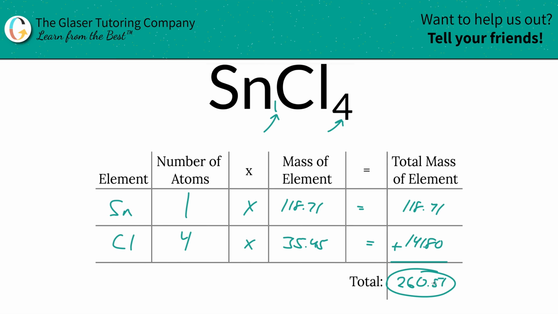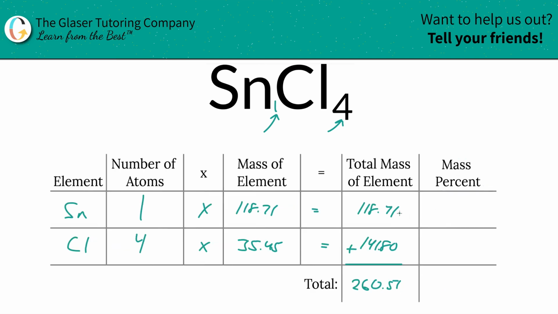Now I'm going to add a column to the table so we can find those mass percents. So to find the mass percent of tin, we're going to take the total mass of the tin, the 118.71, divided by the total mass of that entire compound, the 260.51, and multiply that by 100. That is a simple percent calculation, part over whole times 100. And when we work this out, it comes to about 45.57%. All right, so that's the percent of tin.